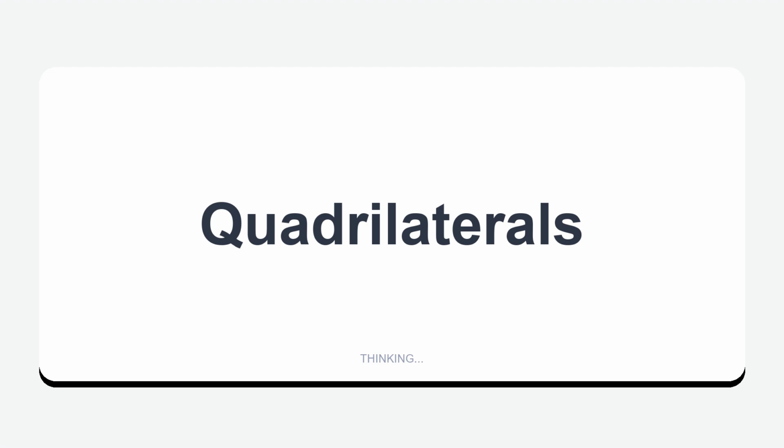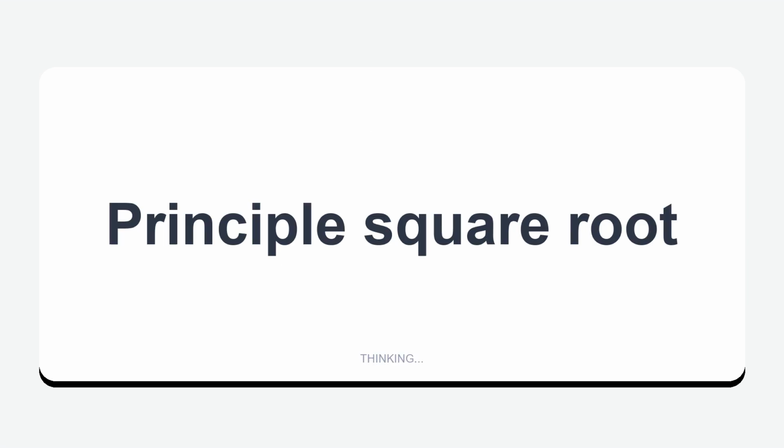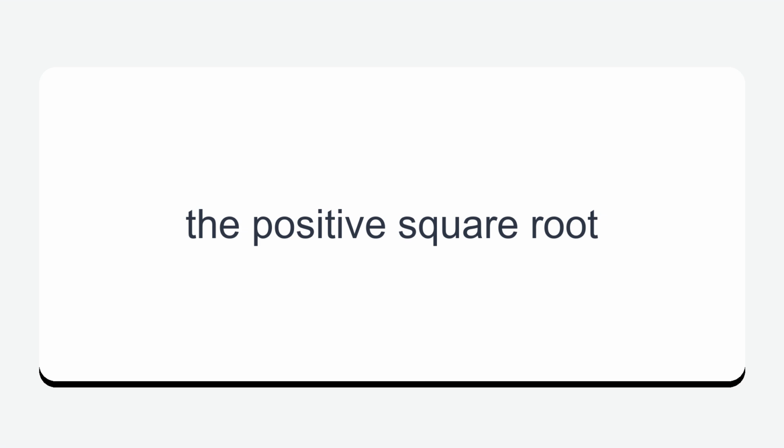Quadrilaterals. Shapes with four sides, whose angles total up to 360 degrees. Examples: squares, rectangles, parallelograms, rhombus, trapezoids. Principal square root. The positive square root.